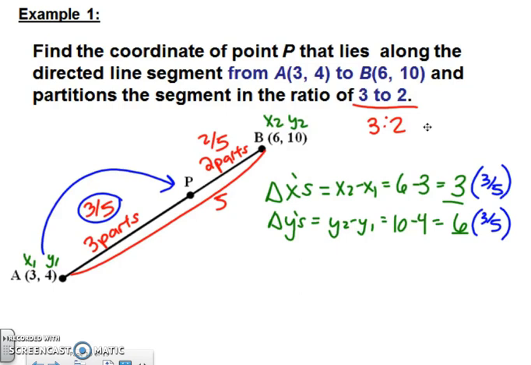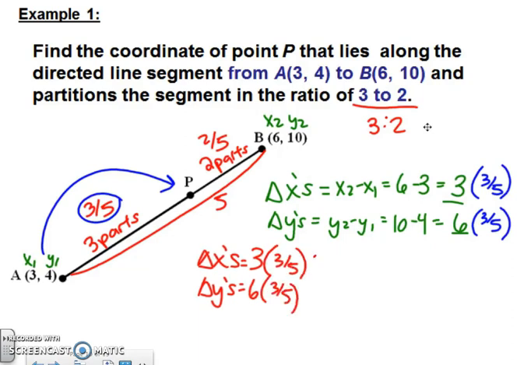Okay, so I'm actually going to write that down here. My change in x's was a 3, and my change in y's was a 6. I'm going to times them by 3/5 because I was starting at point A. And decimals are fine in this case. So when I multiply 3 times 3/5, you should get 1.8. When I multiply 6 times 3/5, I should get 3.6.